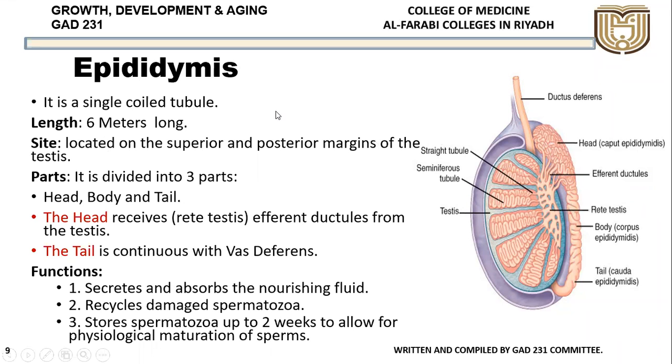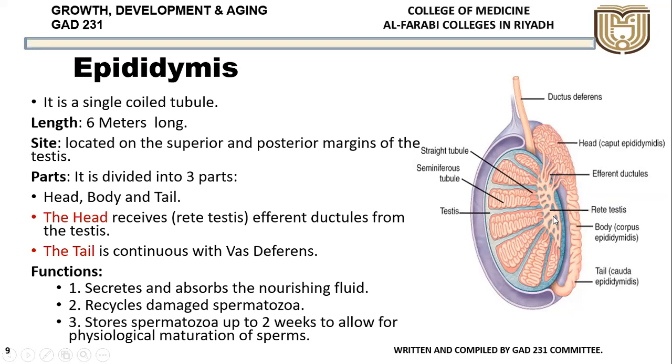It is located on the superior and posterior margin of the testis. This is the testis here. It is present on the superior, meaning on top, and posterior, meaning behind the testis and above the testis. This is the location of the epididymis. It has three parts: the head, body and tail. The upper part is the head, which is the larger part. Then we have the body, and the last part is the tail. The tail continues as the vas deferens.